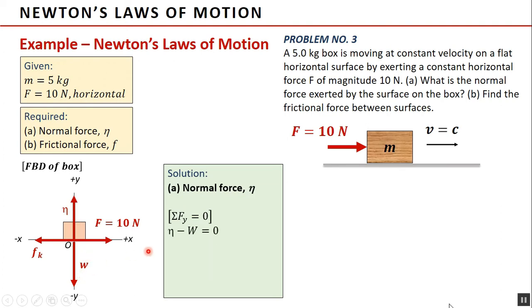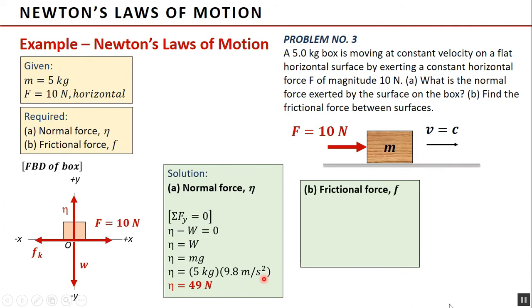Therefore, the equation becomes, normal force N, minus weight W equals 0. We put here negative, because weight is downward. Remember, we need to take into account the proper sign of the force. Then, solving for normal force, we transpose weight W to the other side. Therefore, normal force N is equal to weight W. But weight is also mass multiplied by gravitational acceleration g. Normal force is 5 kilograms, times 9.8 meter per second squared. So the normal force on the box is 49 newtons.